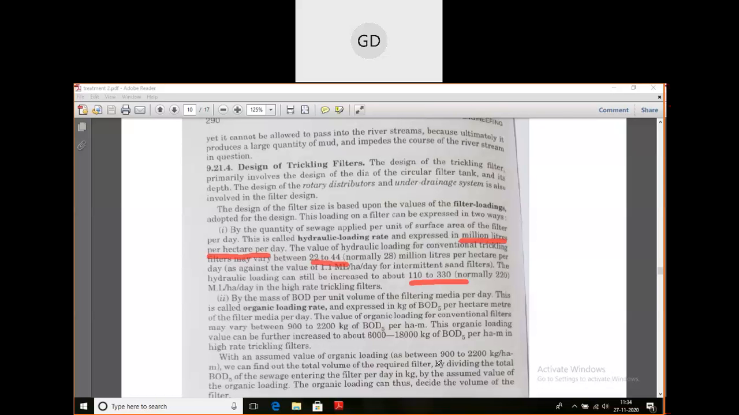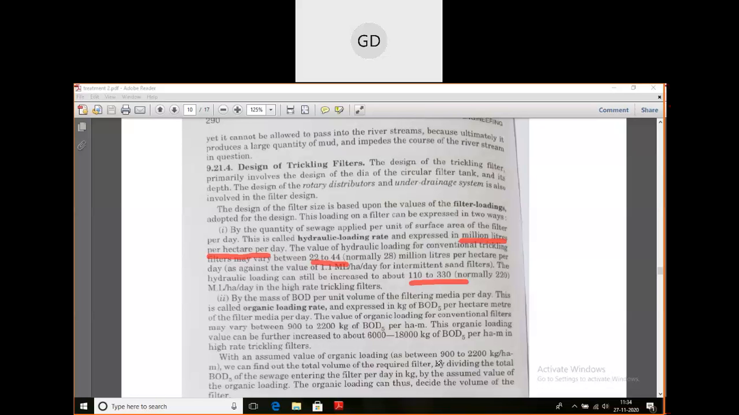Okay, now coming to the organic loading rate. So what is an organic loading rate? It is the mass of BOD per unit volume of the filtering media per day. This organic loading rate is expressed in kg of BOD5 per hectare meter of the filter media per day.